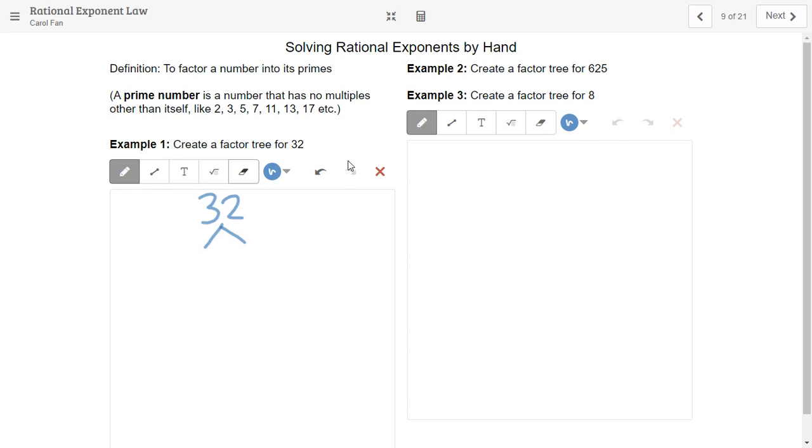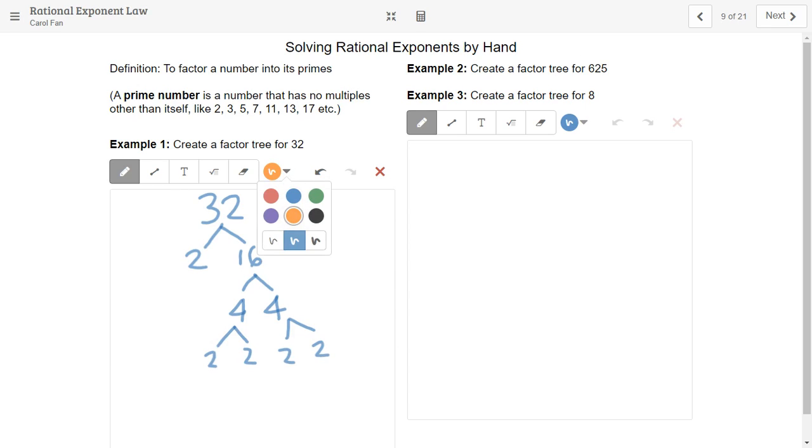So let's create a factor tree. 2 times 16 is equal to 32. 2 is a prime, 16 is not. 16 can be rewritten as 4 times 4, and 4s can be rewritten as 2 times 2. So at the end of each of our branches for the tree, I have all the prime numbers. So what I've learned is that 32 is equivalent to 2 to the power of 5.